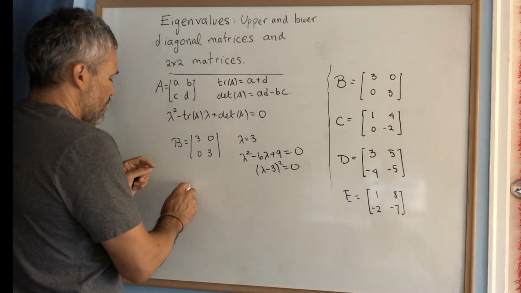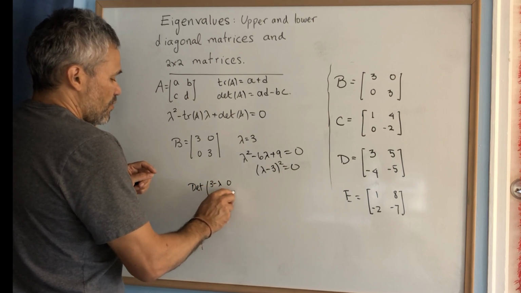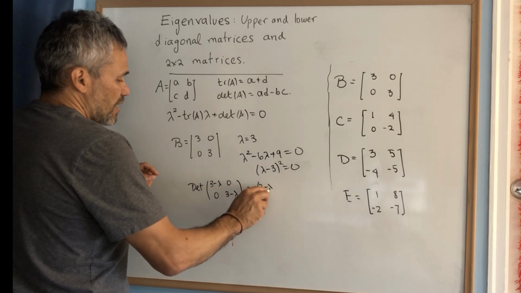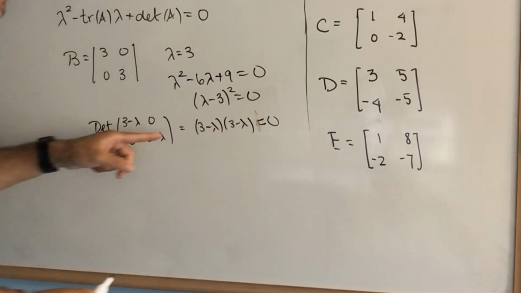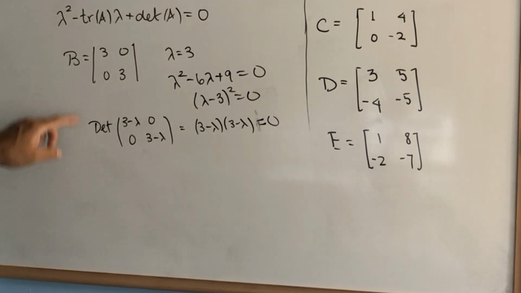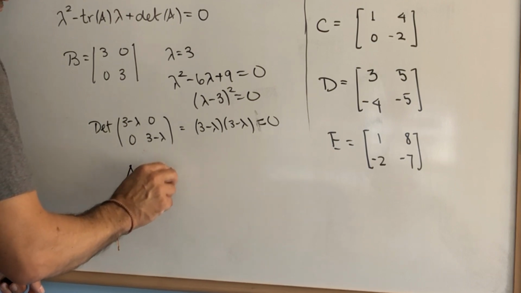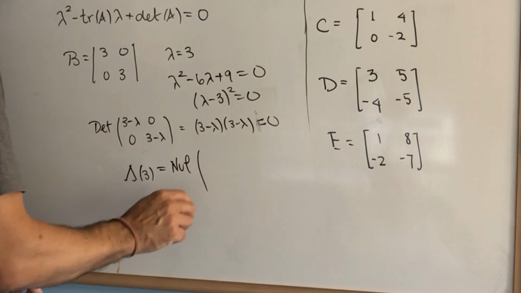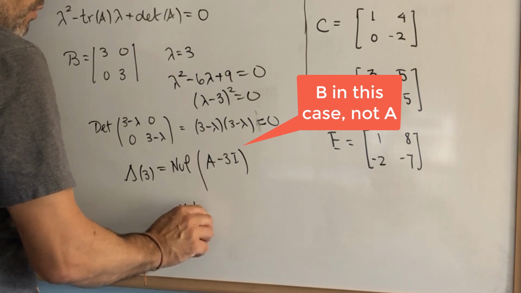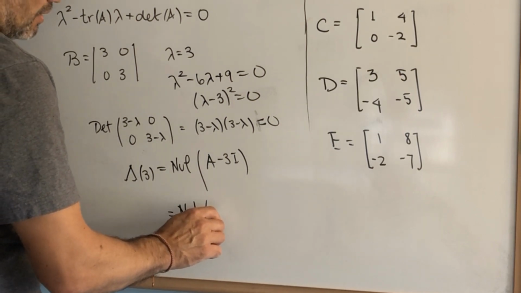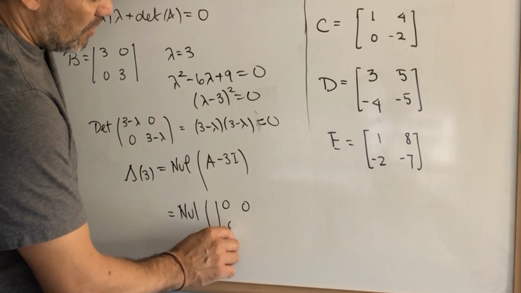We can also do it with the definition. We can take the determinant of 3 minus lambda, 0, 0, 3 minus lambda, and that gives us 3 minus lambda times 3 minus lambda. And when we set this equation equal to 0, we get again that lambda is equal to 3. Let's see what the eigenspace is. The eigenspace associated with 3 is going to be the null space of the matrix A minus 3 times the identity. In this case, this is the null space of the matrix with entries 3 minus 3 is 0, 0, 0, 0.